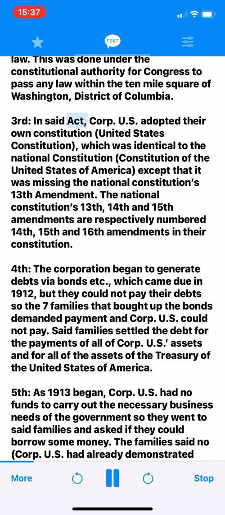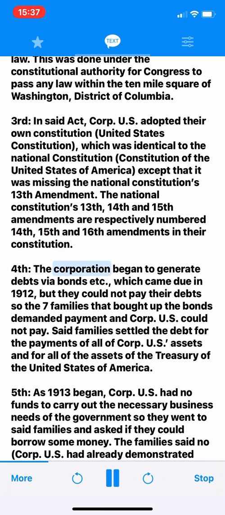Third, in said act, Corp. U.S. adopted their own constitution, United States Constitution, which was identical to the National Constitution of the United States of America, except that it was missing the National Constitution's 13th Amendment. The National Constitution's 13th, 14th and 15th Amendments are respectively numbered 14th, 15th and 16th Amendments in their Constitution.